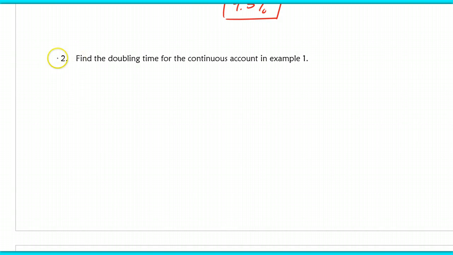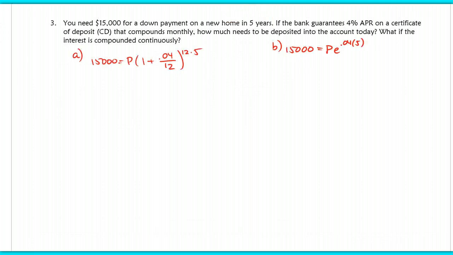I think that's something that you should be able to do quite easily now on your own. Now in question 3, it asks you if you're going to need $15,000 for a down payment, how much do you need to have invested into your bank account in order to gain $15,000? Well, for the interest that compounds monthly, you're going to use A equals P times (1 plus R over N) raised to the NT power. And this is what it's going to look like.